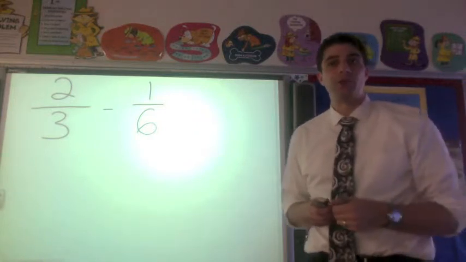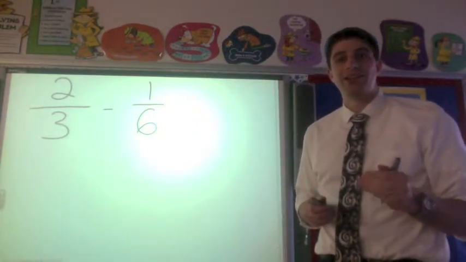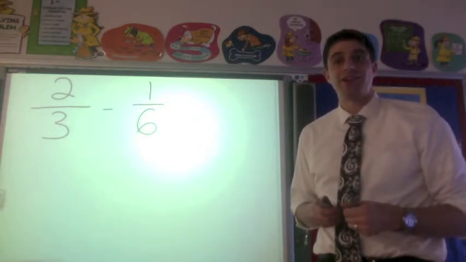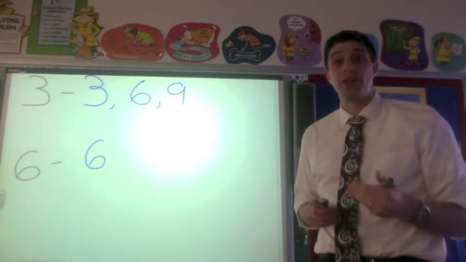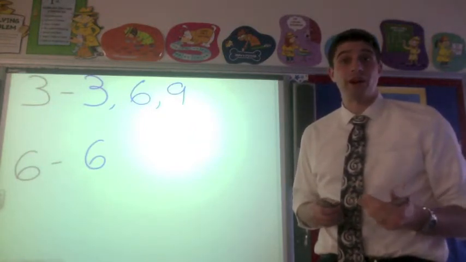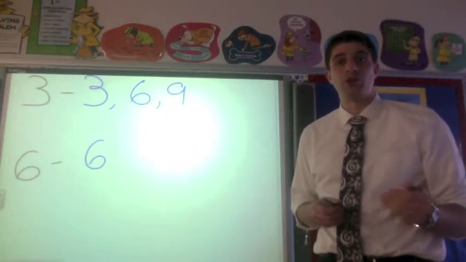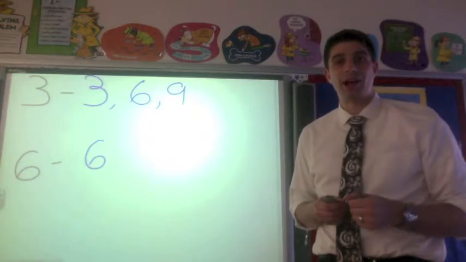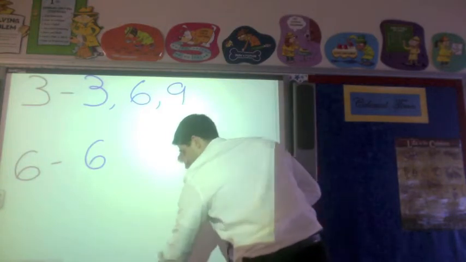Now let's take a look at a subtraction problem. 2/3 minus 1/6. Well, I do the same exact thing as I did before. I have to find the least common denominator, and by doing that, I have to find the least common multiple. You can see already on the board, I have listed the multiples of 3 and the multiples of 6. And I have one that's in common. Yep, 6 is the least common multiple.